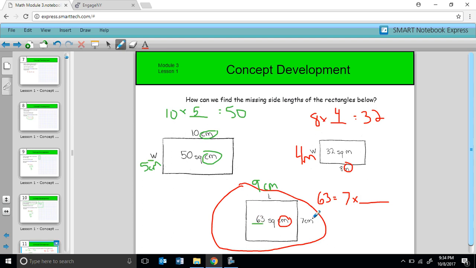Ta-da! So now not only do you know how to find perimeter and to find area, now you know how to find the missing side. Look at that. We learned so much today. That's amazing.